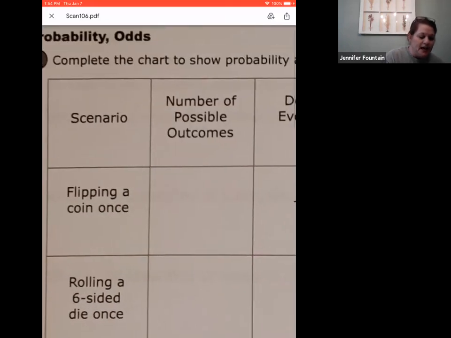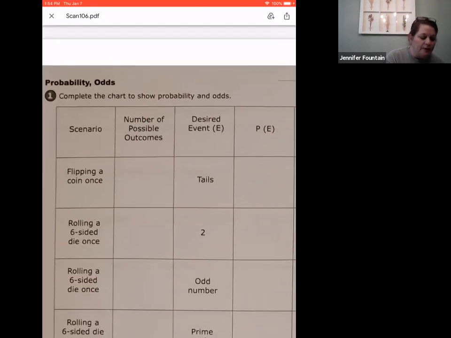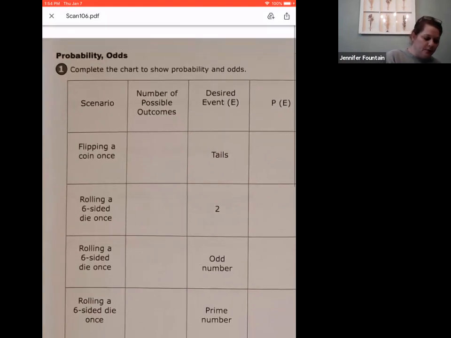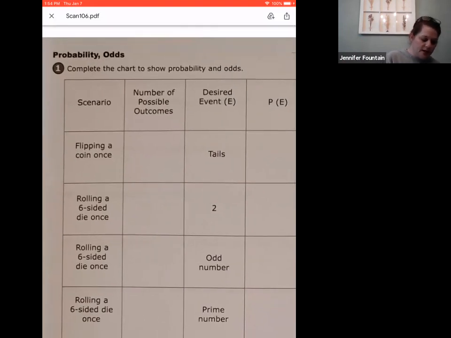So let's take a look at it. It has the chart listed where we have flipping a coin, okay? So the first thing we want to look at is what are the number of possible outcomes? So what are the number of possible outcomes for flipping a coin? Earlier we talked about that. We just have heads and tails, so we only have a possibility of 2. So I put 2, whoop, I didn't, yeah, I did. I just didn't go back to it.